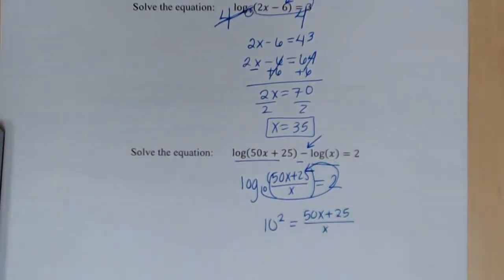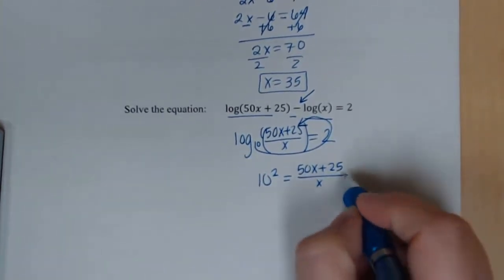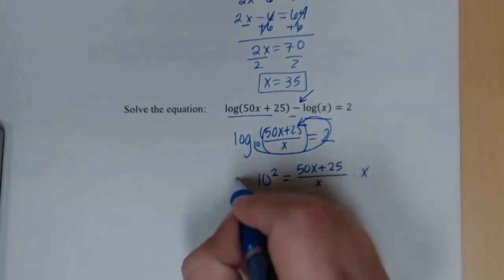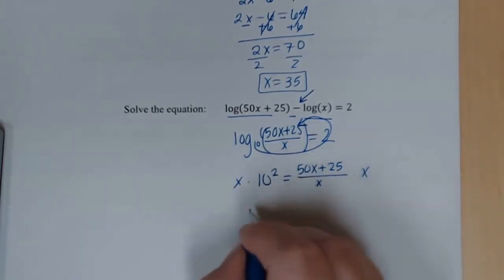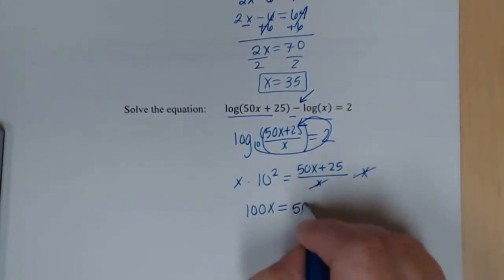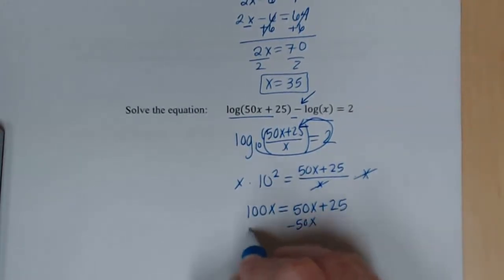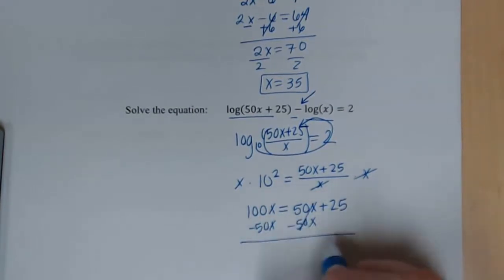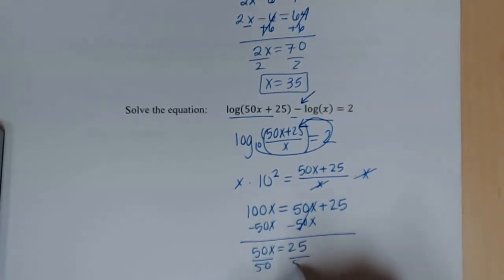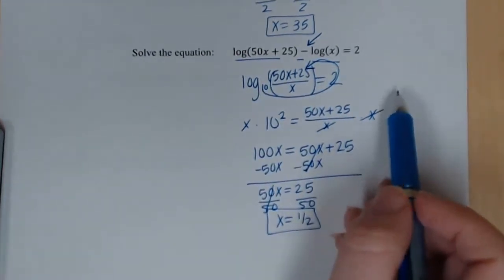Don't let a problem overwhelm you. Think about what little steps you can do and start executing from there. So now to get rid of this division, I could multiply both sides times x. Instead of doing 10 squared, I'm going to call that 100 times x equal to, these x would cancel, leaving me with 50x plus 25. Solving for x, I subtract the 50x to move it over. So it gives me 50x equal to 25, and then divide both sides. So x would be equal to 1/2. So this one was changing, using that property, going from a log to an exponential.